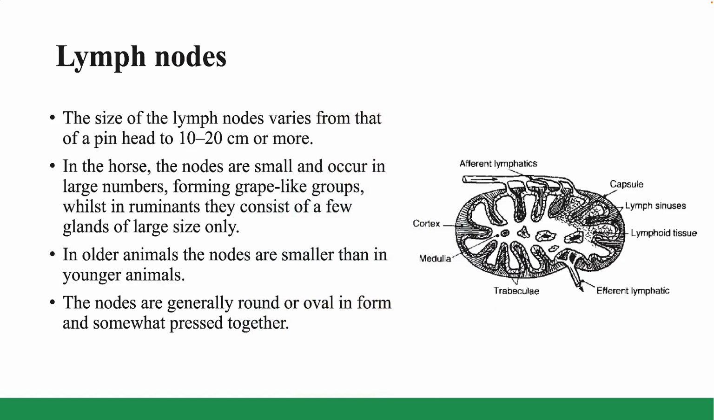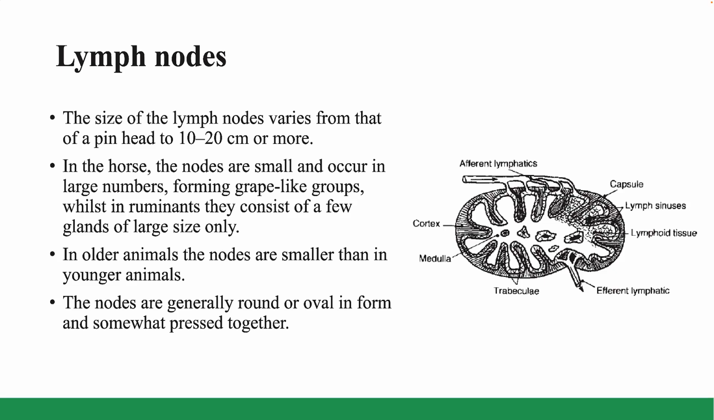And of importance in the circulatory system as well is the lymph node system, the lymphatic system, because it's an indication of a lot of pathologies when it comes to meat inspection. We normally use these lymph nodes for diagnosis of several diseases during the post-mortem meat inspection. Size varies, but horses normally have a lot of lymph nodes compared to cattle, and their lymph nodes are a little bit smaller. You can see here they form grape-like groups of nodes in several parts of the body.